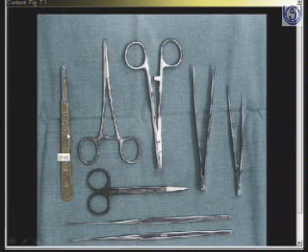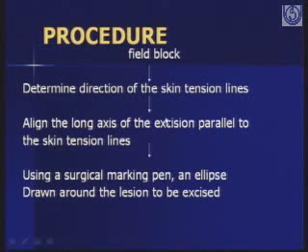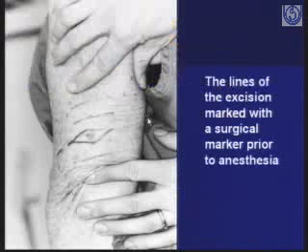You have the scalpel handle, this is a Bard-Parker handle, this is a number 15 blade, you would have the artery forceps, the scissors, the needle holder, and 2 forceps. So you first give a field block, then you determine the direction of the skin tension lines. You align the long axis of the excision parallel to the skin tension lines. Then using a surgical marking pen, an ellipse is drawn around the lesion to be excised.